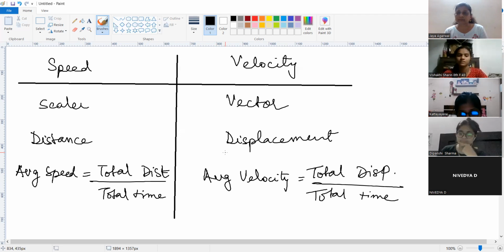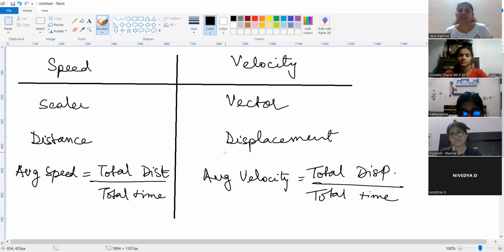Now, when you are asked the difference between speed and velocity, you compare them with distance and displacement, right? But you also know that in the further chapters, we are treating velocity as speed only, isn't it? Speed and velocity are the same for us. Velocity has two parts: one is initial velocity, one is final velocity, right? This part is clear.